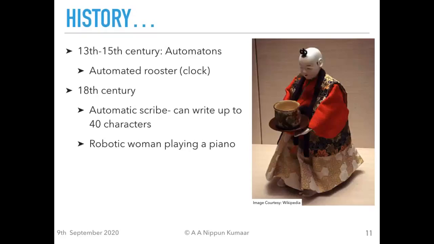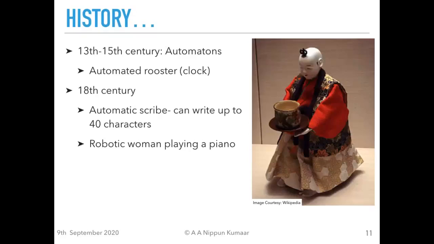Then in the 18th century, you had an automatic scribe which could write up to 40 characters. Then there was a robotic woman playing the piano. So all those kinds of robots were there in that age. Whatever picture you see, that's a robot in Japan which serves tea. So that's what that picture is. It's an automaton, of course.